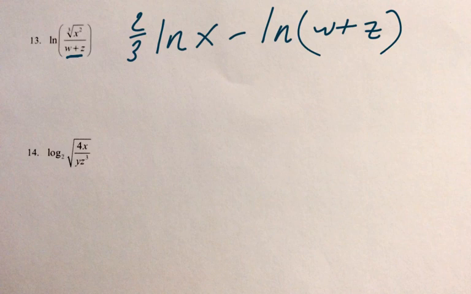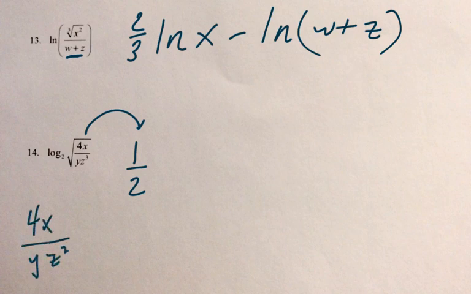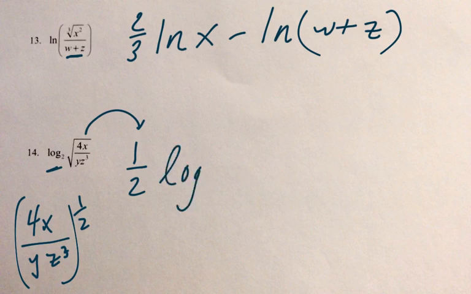For the last one, number 14, right here, we have log base 2 of the square root. Now, the square root is covering the entire thing, the numerator and the denominator, of 4x divided by y z to the third. So we have product, we have quotient, we have powers, and we have fractional powers. So first thing I'm going to do is I'm going to pull out a 1/2, because this square root is equal to a power of 1/2 on this entire thing. So I could rewrite it as 4x over y z to the third, all to the 1/2. So I can pull that 1/2 out because it's a log problem.